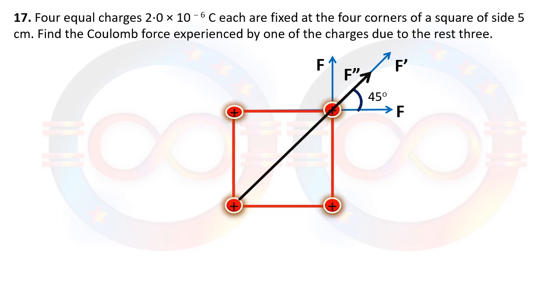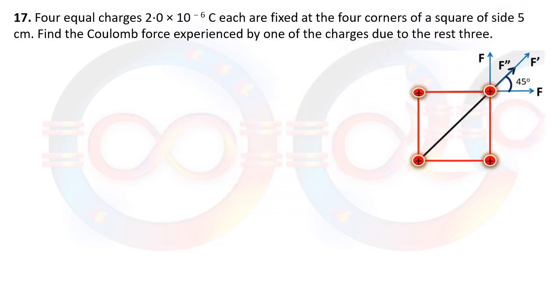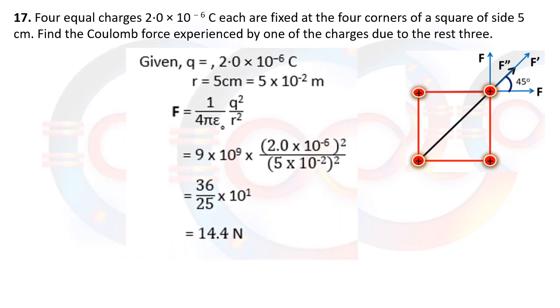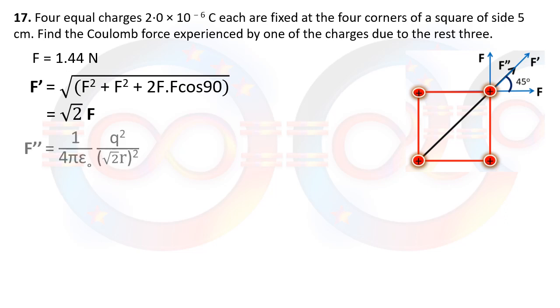The force between two charges which are present at diagonally opposite corners will be F double dash. Now the total force will be the sum of F dash plus F double dash. From the previous question we can take the value of F, because the distance was 5 centimeter and the charges were 2 into 10 raised to minus 6 coulomb, giving 14.4 Newton. Then F dash will be equal to under root F square plus F square plus 2FF cos 90 degree, so it will be root 2F.